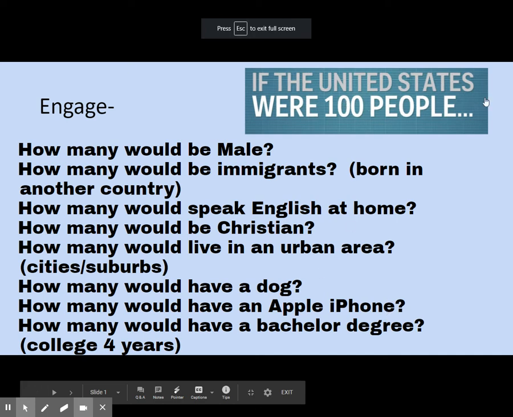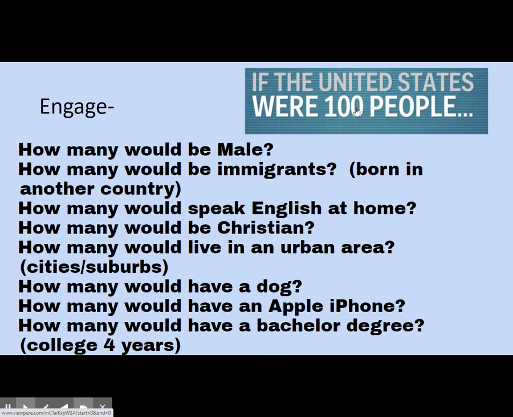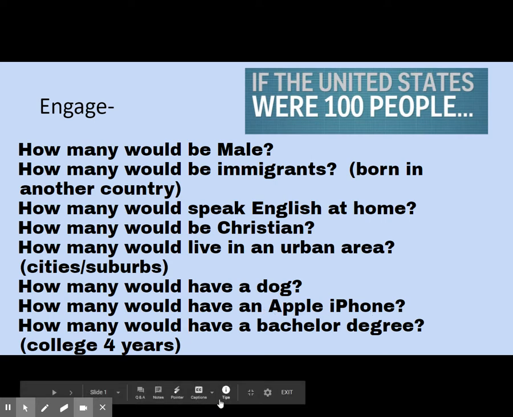So if the United States were 100 people, so let's pretend there were only 100 people in the United States, how many do you think would be male? How many do you think would be immigrants, like born in another country? How many of them would speak English at home? How many would be Christian? How many would live in an urban area like the cities or the suburbs? How many people do you think would have a dog? How many would have an Apple iPhone? How many people would at least have a bachelor's degree, which is the 4-year college degree?